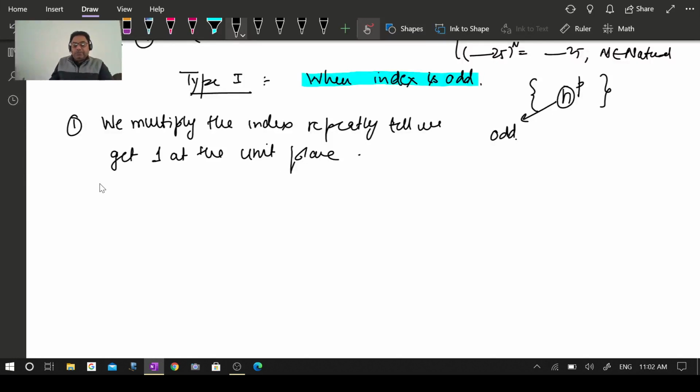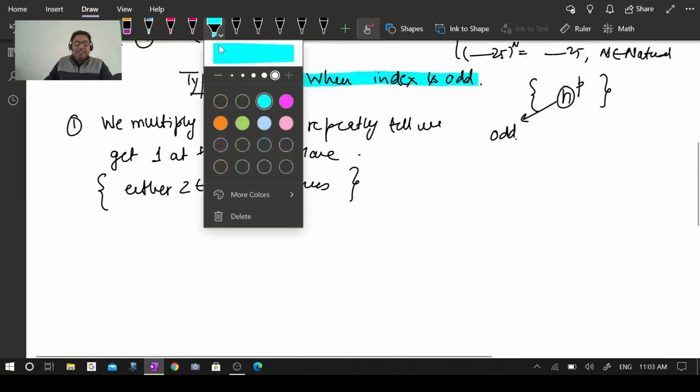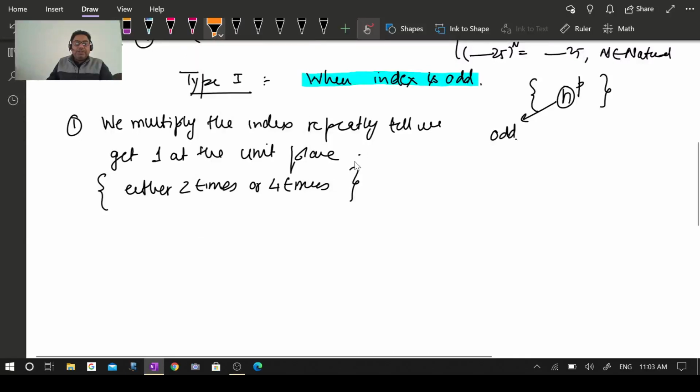So how many times, to be very frank to you, how many times would you multiply? Either 2 times, and if 1 does not come in the unit place in 2 times, then 4 times. To be very frank to you, I'm just marking it again. It's nothing to do with repeatedly. It's either you have to multiply index 2 times or you have to multiply index 4 times to get a 1 in the unit place. Alright, so for example, now let's create an example.